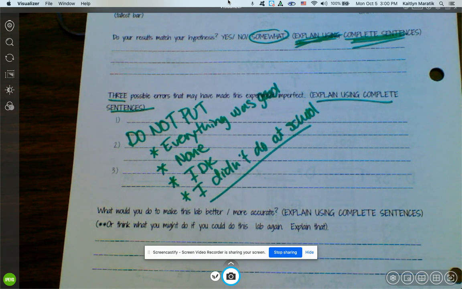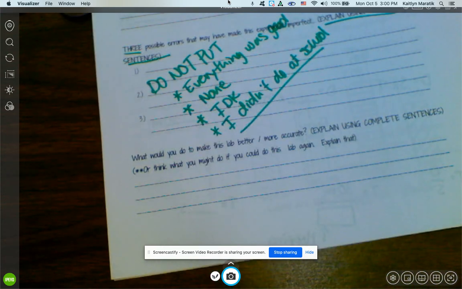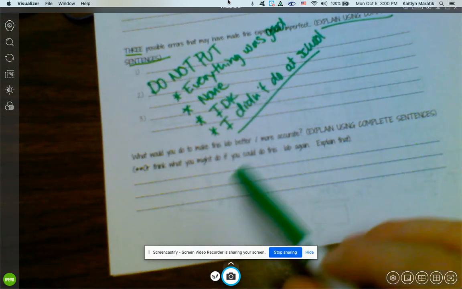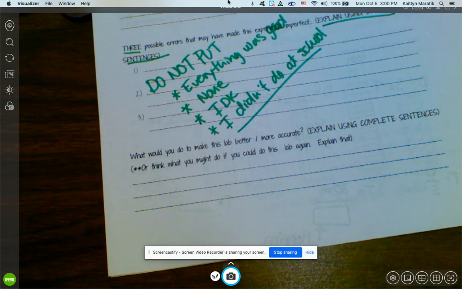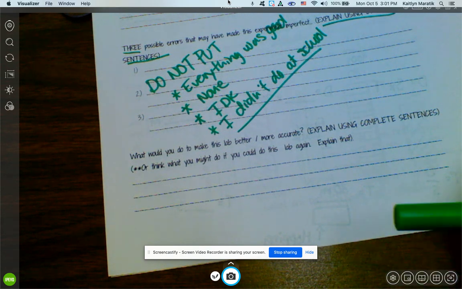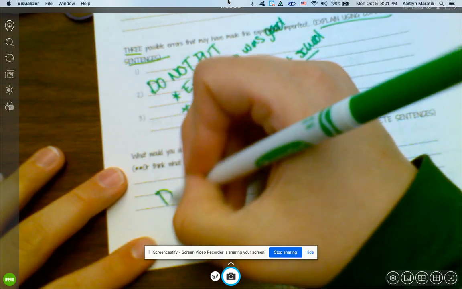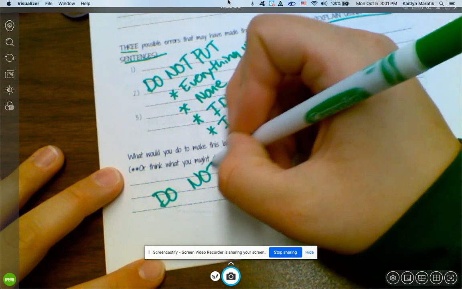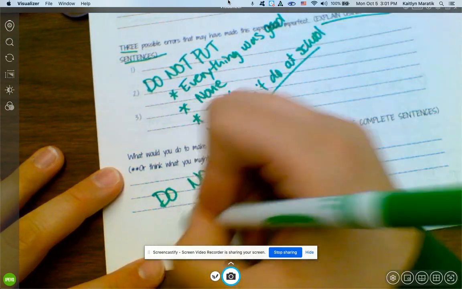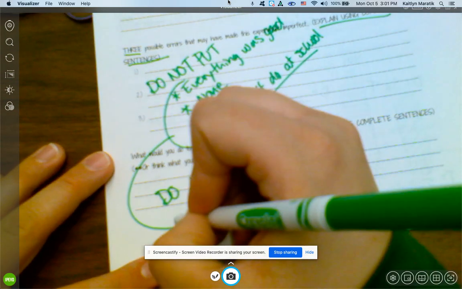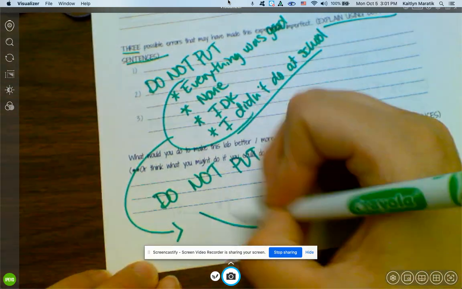It's what would you do better? So then our last one is what would you do to make this lab better or more accurate? So I kind of just said some from the Penny Lab. They wouldn't use a slanted desk because they'd use a flat desk. They wouldn't use the shaking table because they'd use a flat table. Now, again here, do not put any of these down here.